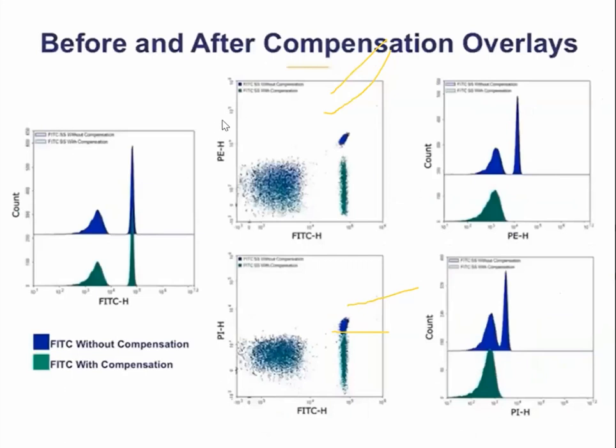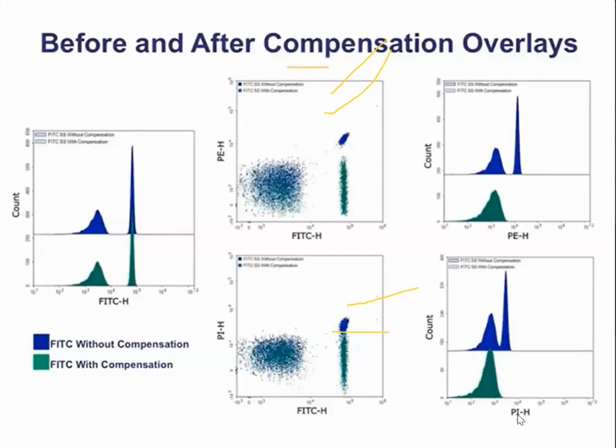See, this is again, I'm just showing you some before and after compensation. Okay, now you see blue color is without compensation and green is the one with adequate compensation. You see blue, without compensation it is like this, okay, for FITC. Whereas in PE you find there is a spillover. Once I compensate, see this has vanished.